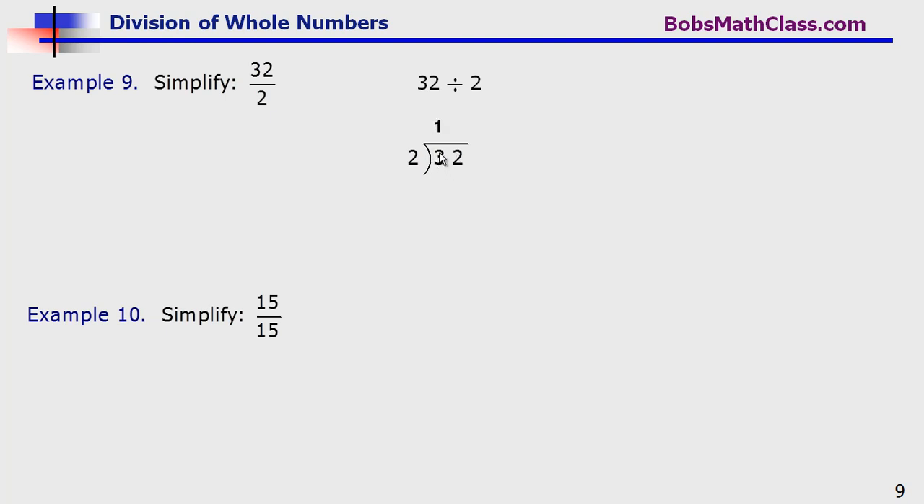2 goes into 3 one time. Subtract. Bring down a 1, so 1, and then bring down the 2. 2 into 12 is 6. So the answer to this problem is 16.